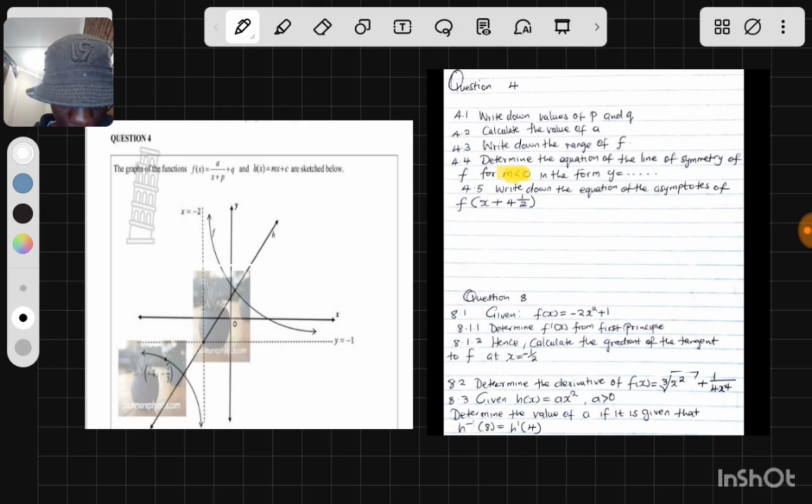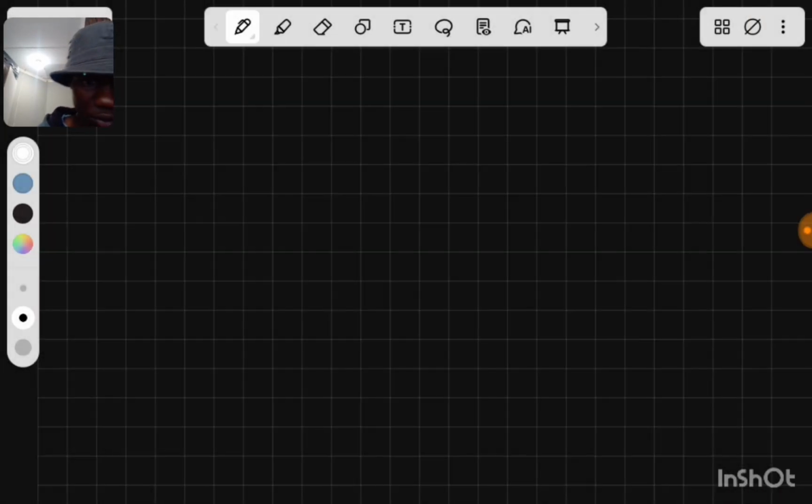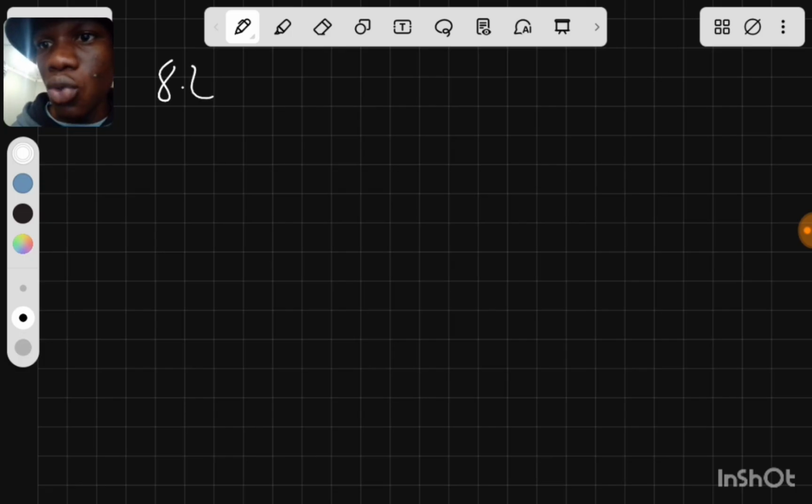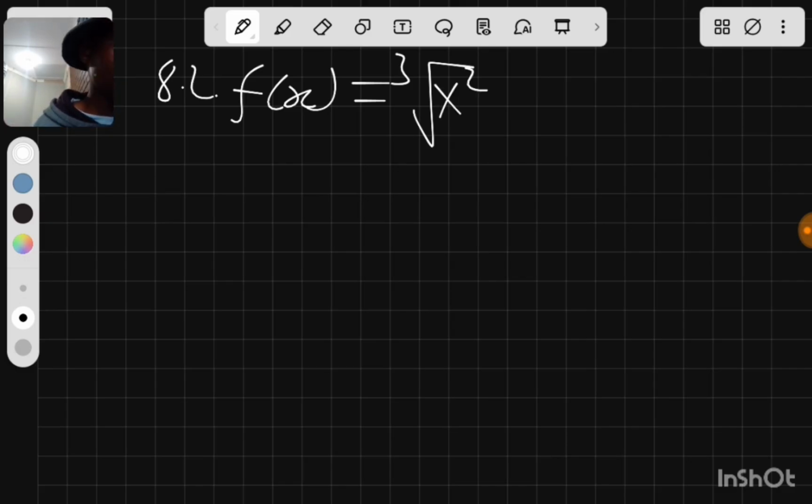So 8.2. Determine the derivative of f of x. Okay, here it is, it's 8.2. Determine the derivative of f of x. What is f of x? We are given f of x as the cube root of x squared plus 1 over 4x to the power 4.